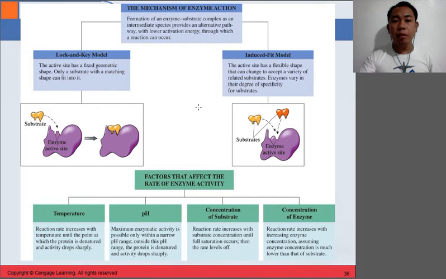So this is the summary of the lessons that I've discussed earlier. The mechanism of enzyme action, the lock and key model, induced fit model. When we say lock and key, it's specific. The induced fit model, usually it's a flexible shape that can change its structure. And we have the factors that affect the rate of enzyme activity: the temperature, the pH, the concentration of substrate, and the concentration of enzyme.